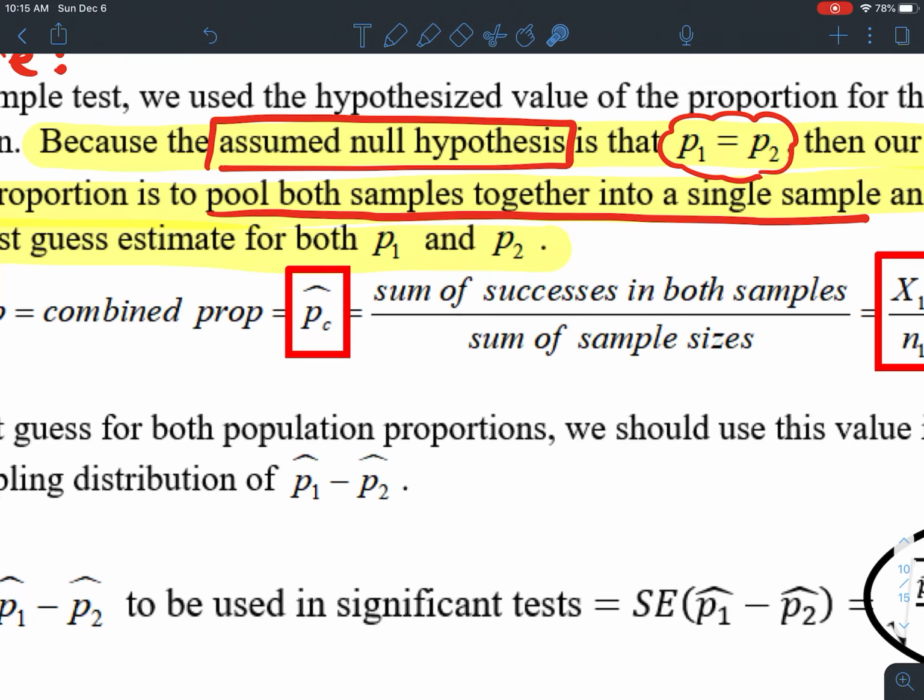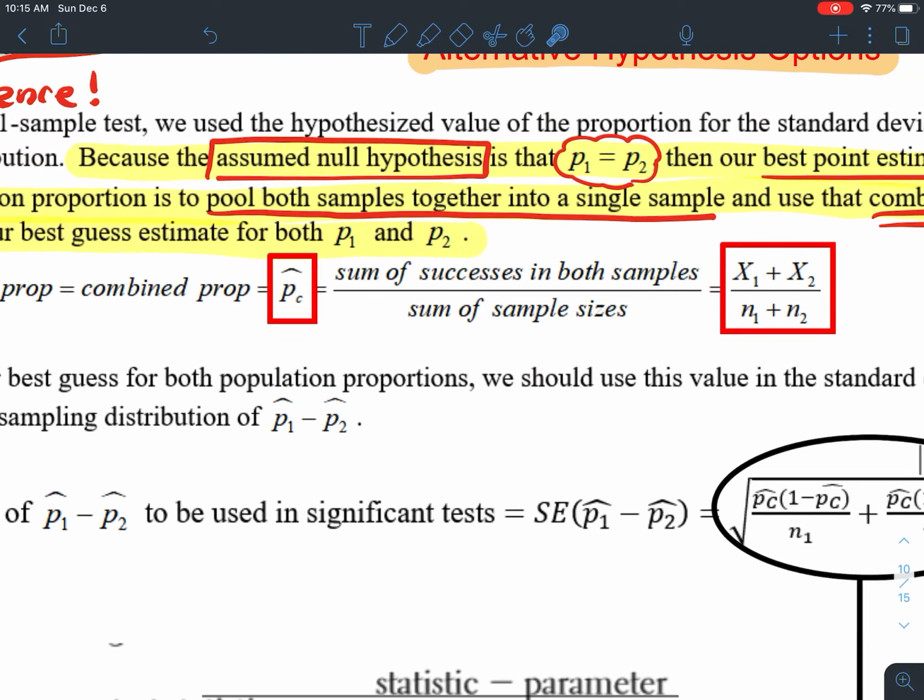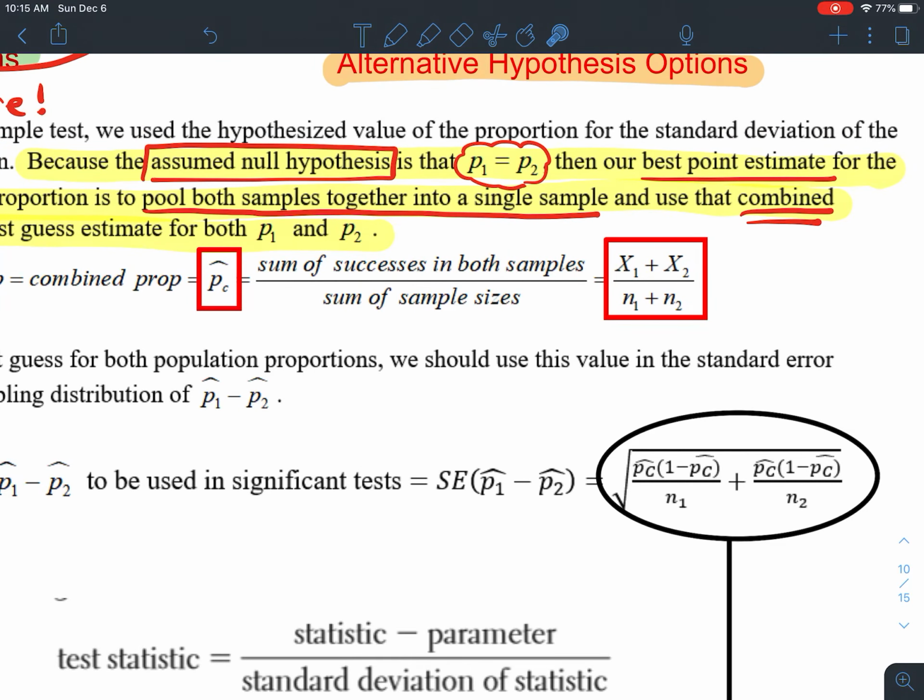Now again, why would we want to do that? Well, if we are assuming that the two population proportions are both the same, then there's no harm in pulling them together into one large sample.